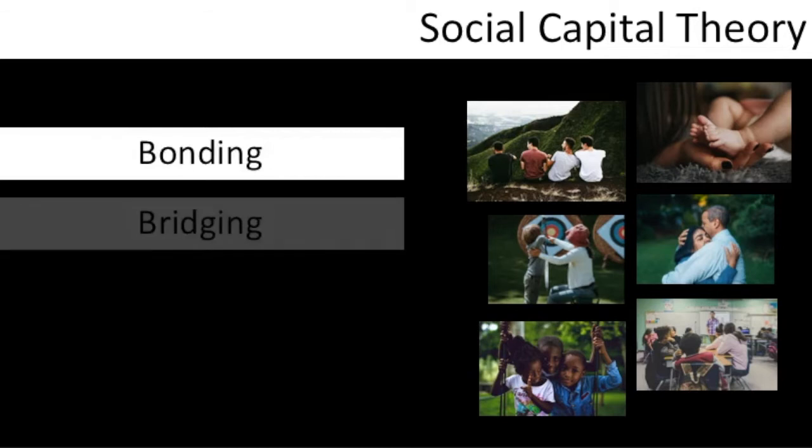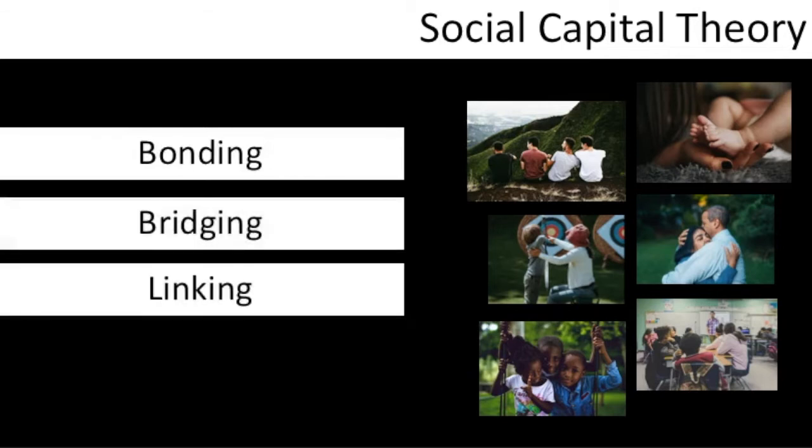Moving on to social capital theory, this draws from a theorist by the name of Pierre Bourdieu, who basically argues that our relationships are actually a resource that can be converted into economic and other benefits. Forms of social capital can be further broken down into bonding social capital, bridging social capital, and linking social capital.